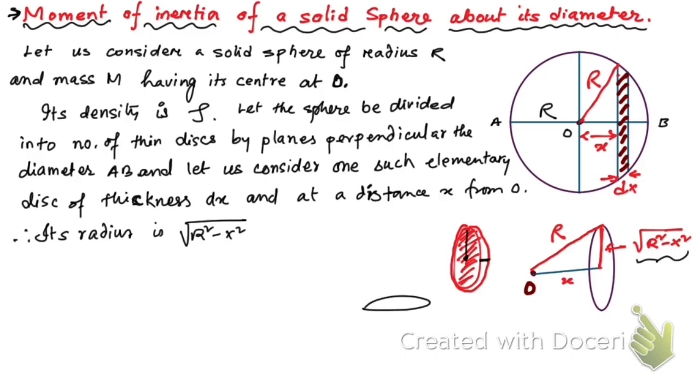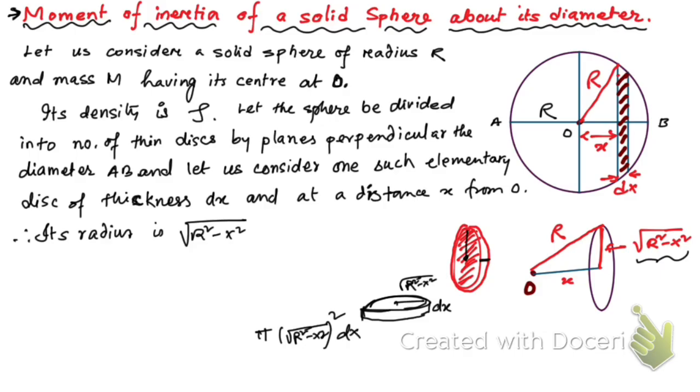So if it is a cylinder of very small height, this is dx, and this is the radius root over r square minus x square, then what will be its volume? Base area into height, right? Volume of a cylinder is the area of one circular end into height. That's gonna be pi r square. Instead of r here, we're gonna get root over r square minus x square whole square, into height dx, thickness is the height.